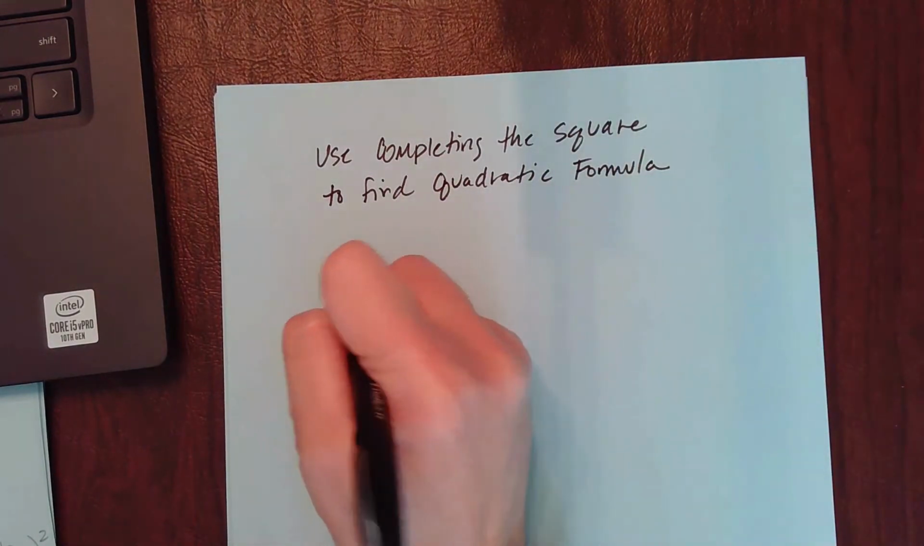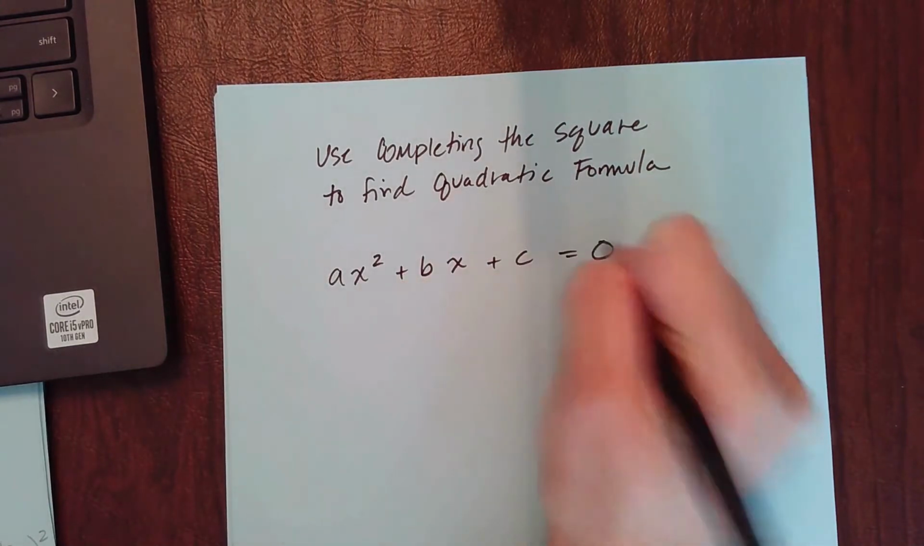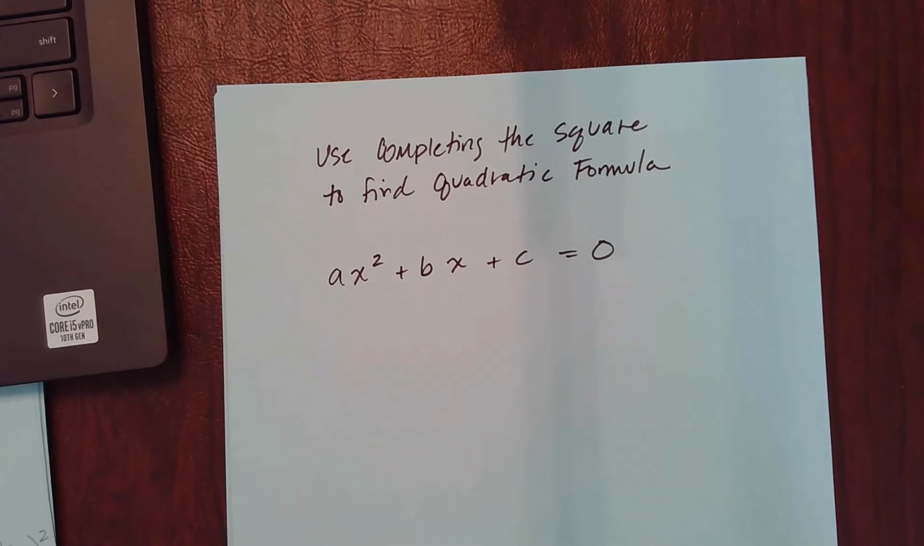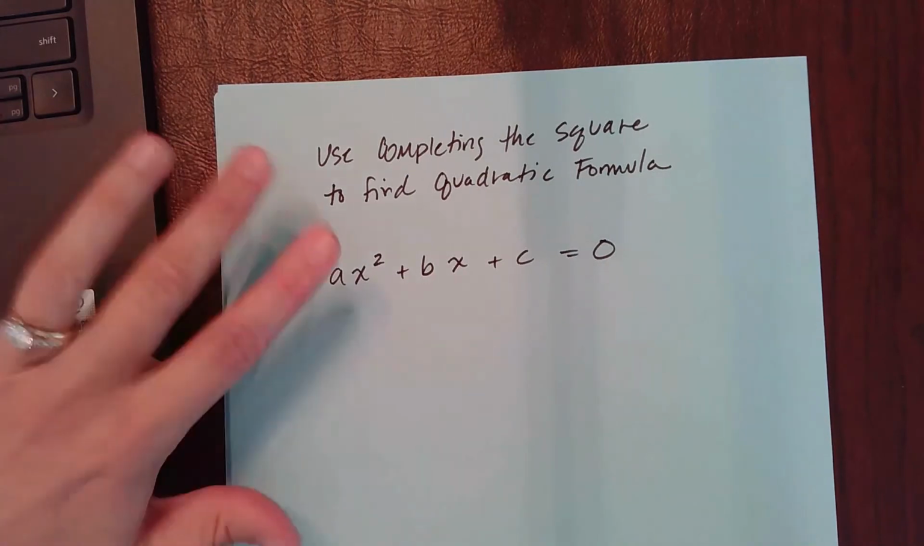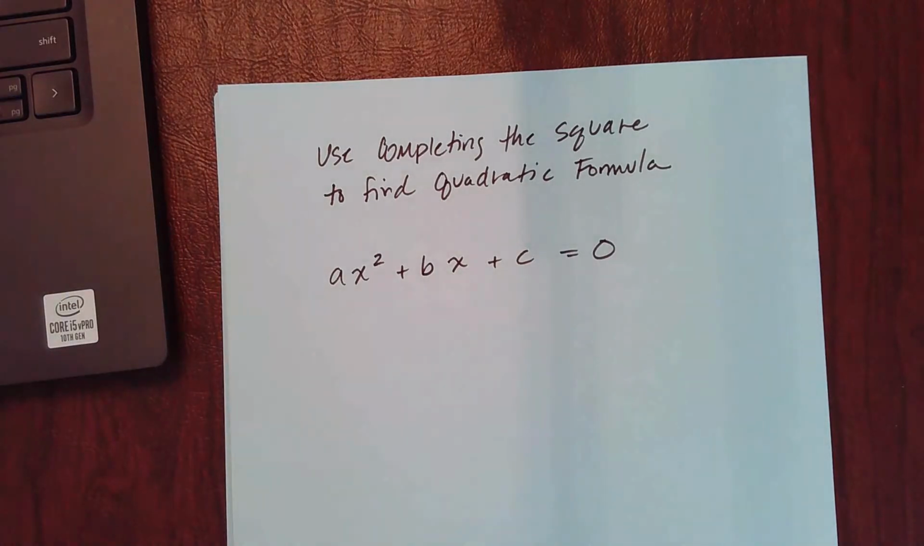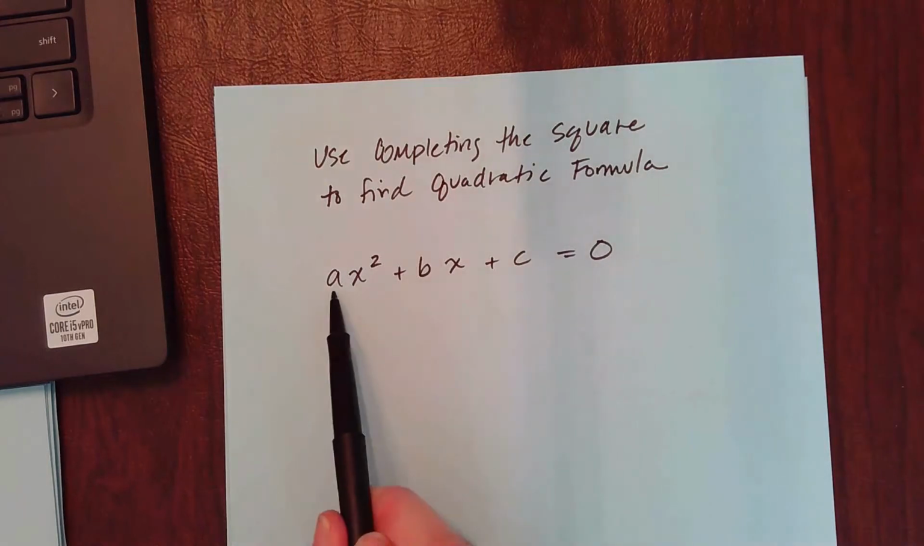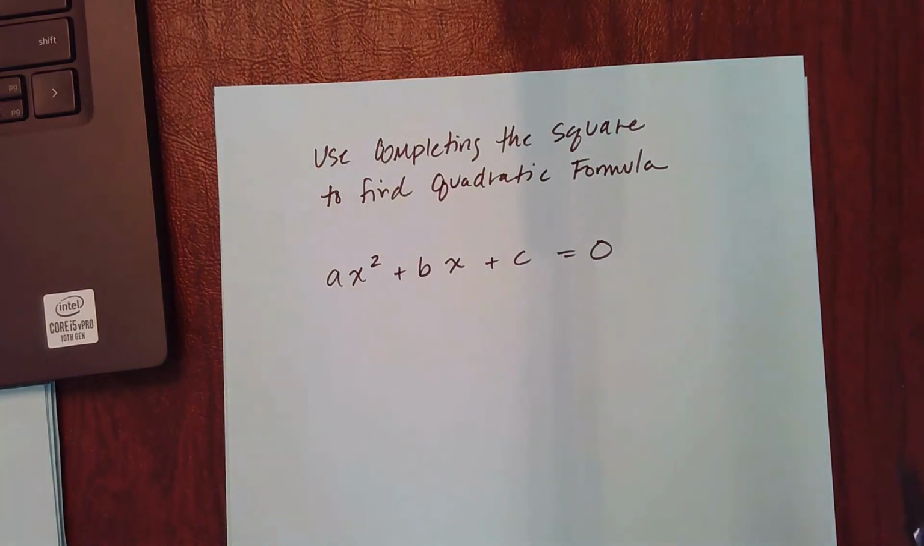Well, it is derived by starting with your general standard form equation. What you're really doing is taking this and solving for x. So we're going to use completing the square and work down through the steps and eventually solve for x. Just like we did in the last example with the numbers, this time we're going to use a, b, and c. The steps are still the same.